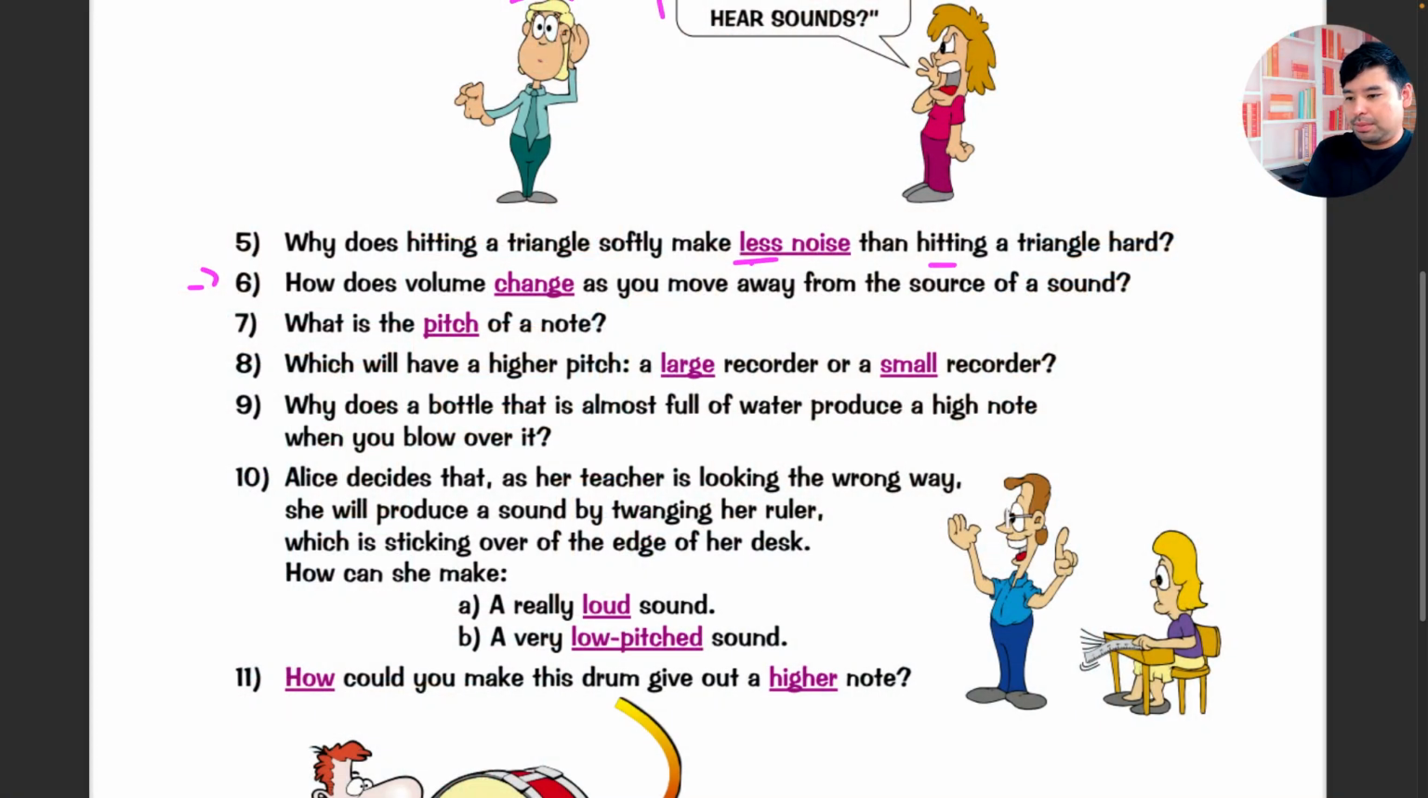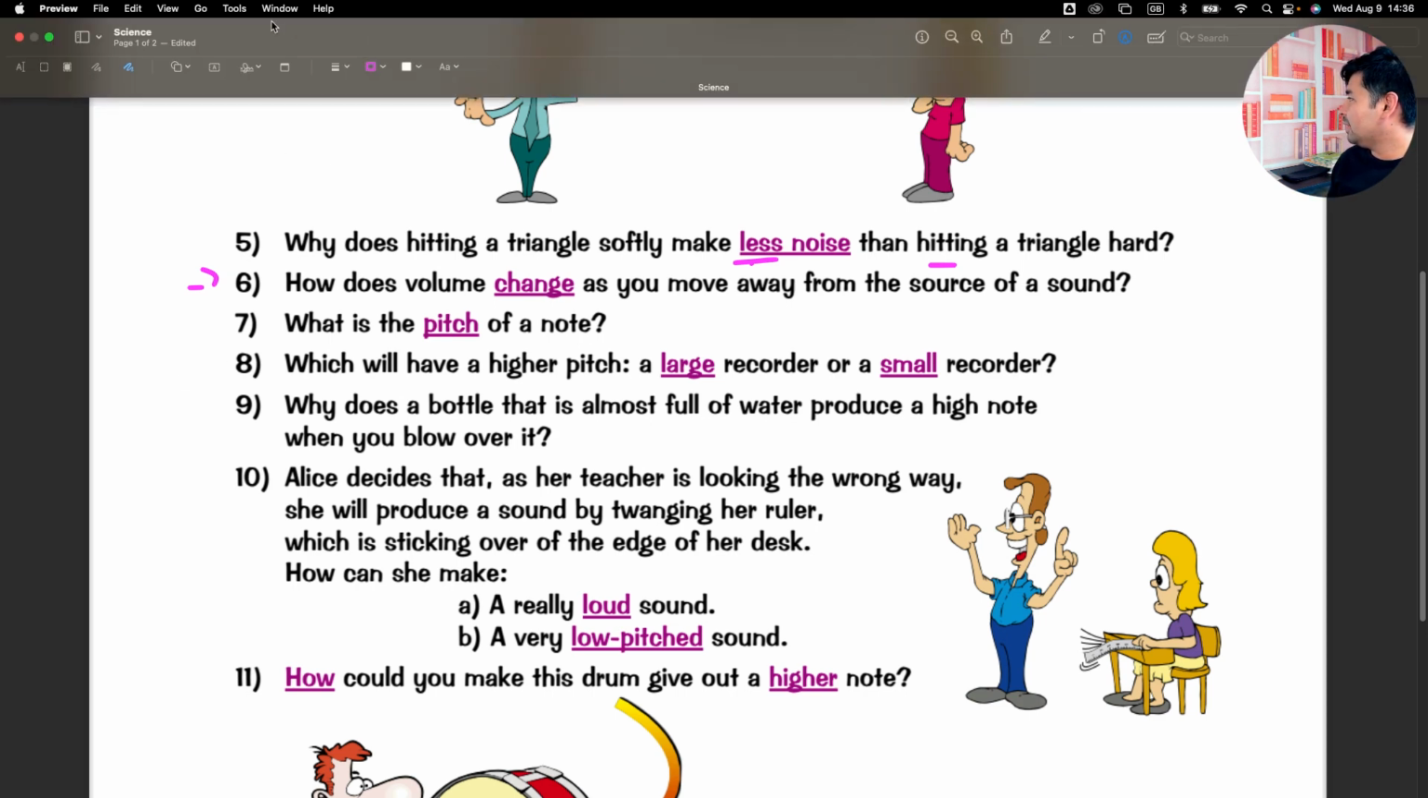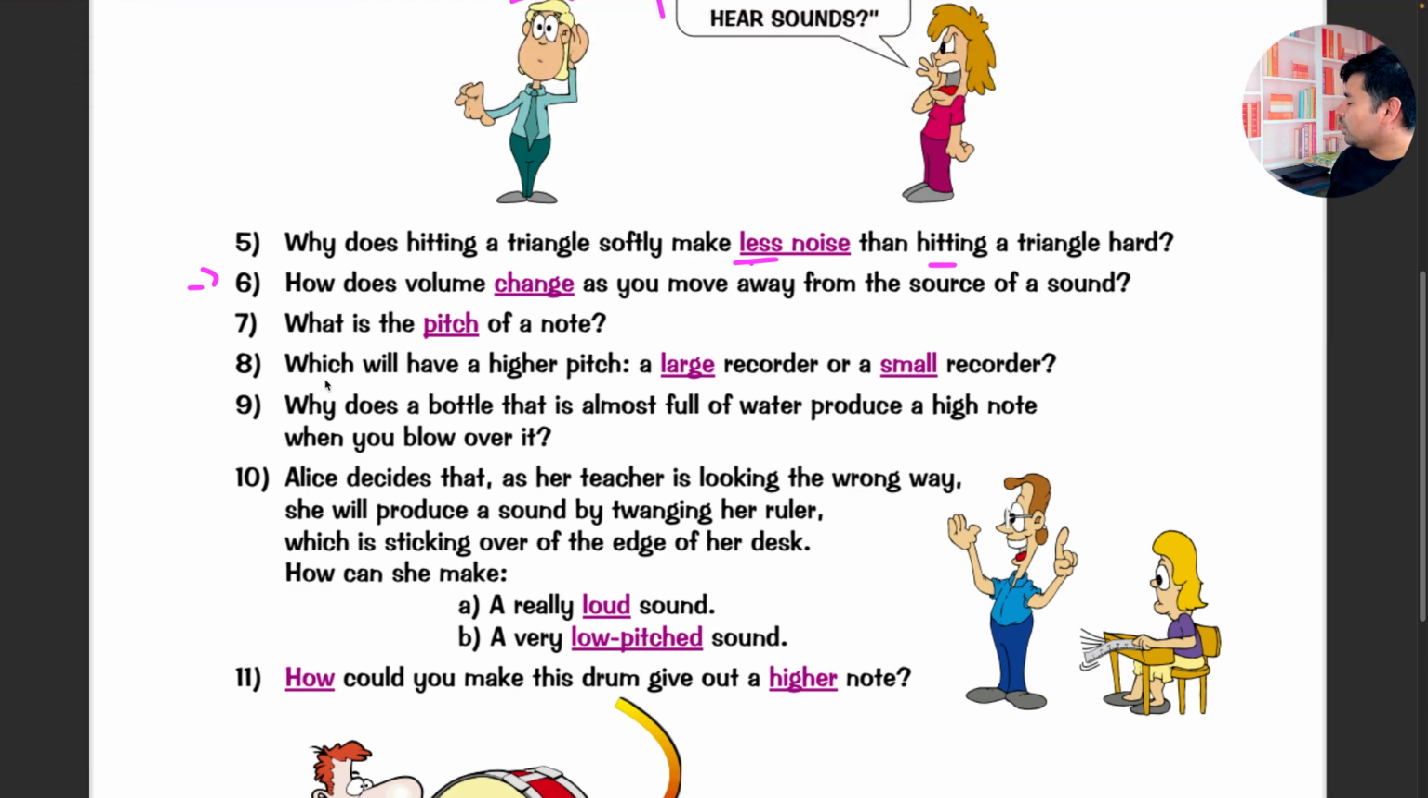So let's get back here to the part and moving on. Number 7, I have already read. Yeah, what is the pitch of a note? And then we have number 8. Let me get here. Which will have a higher pitch? A large recorder or a small recorder? Again, which will have a higher pitch? A large recorder or a small recorder? So think about that, okay?